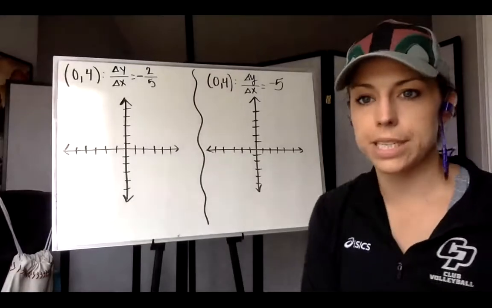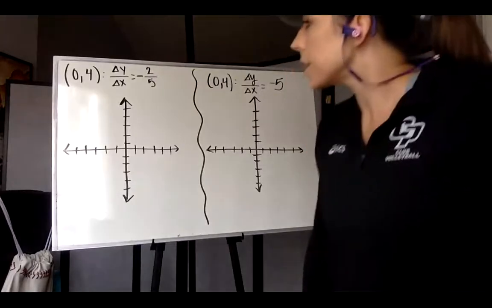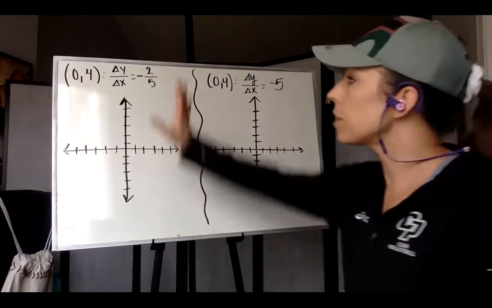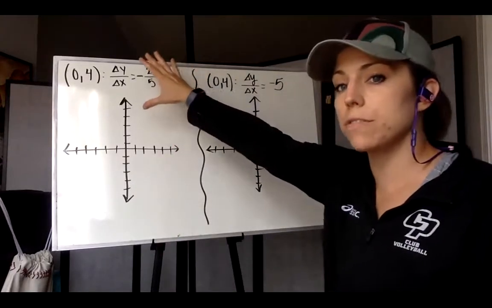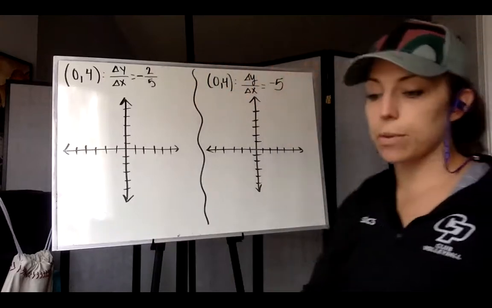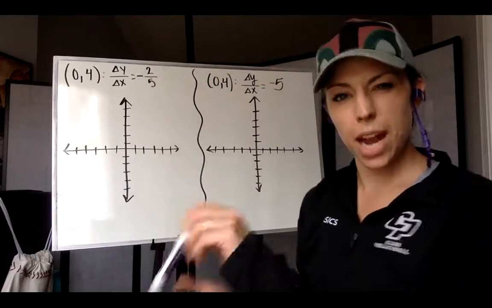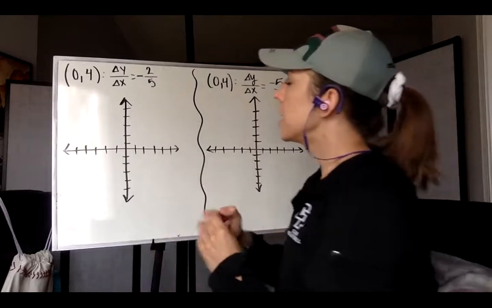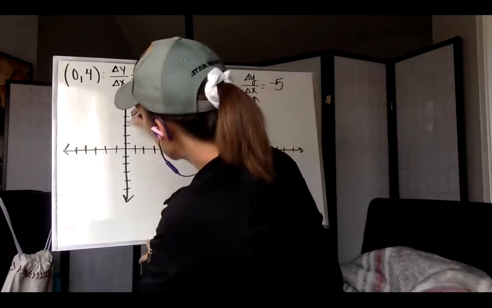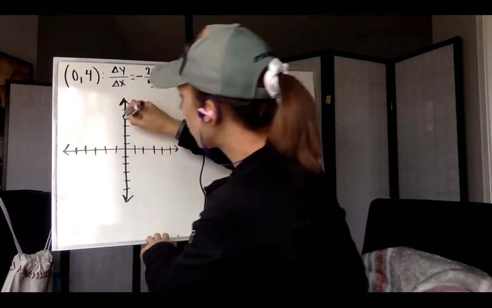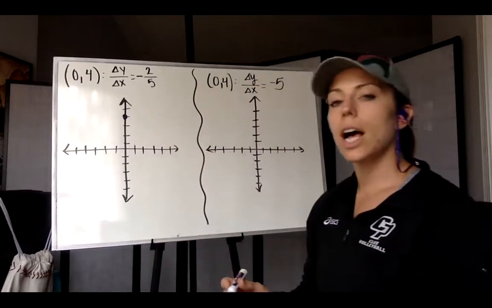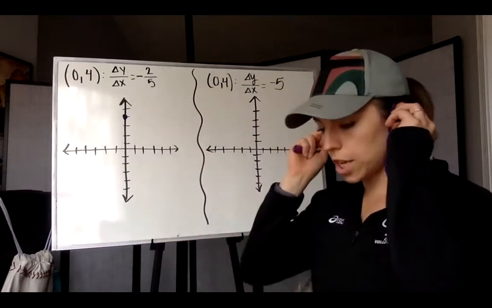Okay, here are our next two examples. So this time we're going to start at the point (0, 4). Over here we have a rate of change of -2/5. Over here we have a rate of change of -5. And let's see what happens when we deal with some negatives. So here we go. Starting at 0, 1, 2, 3, 4. There's our first point.